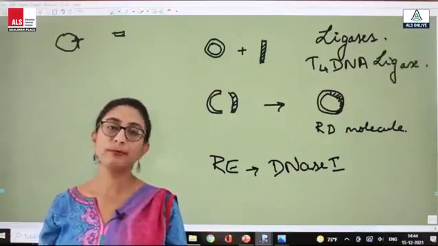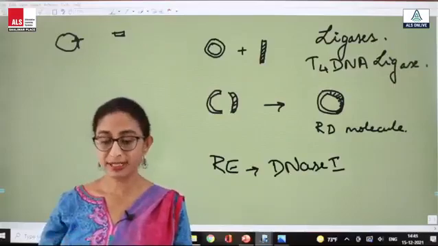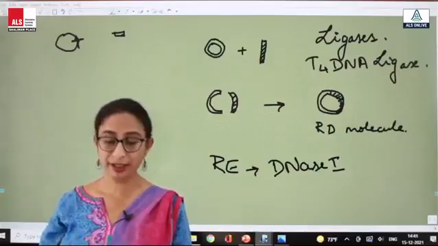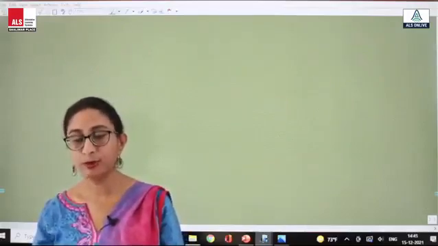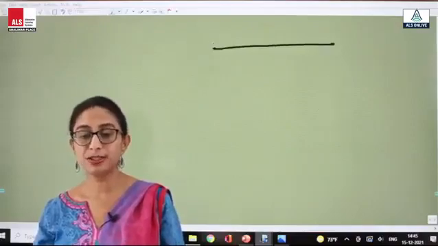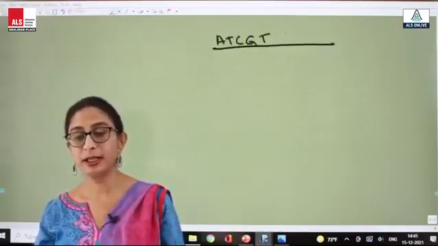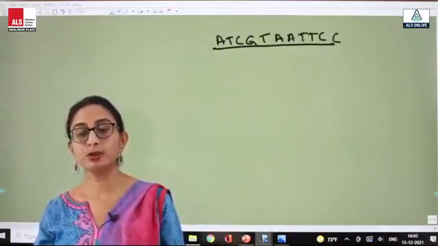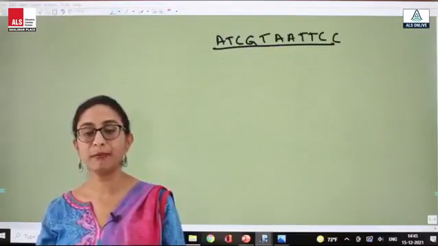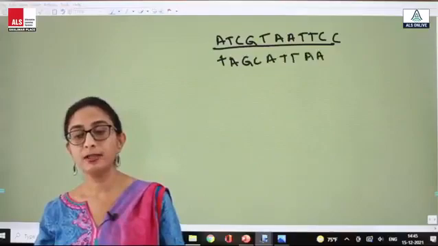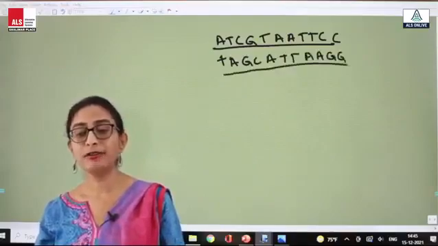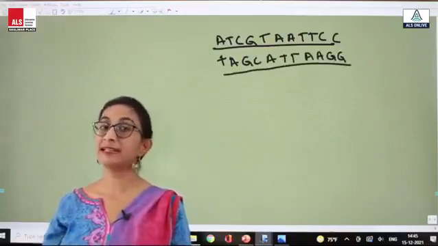Then the polymerase enzyme. You all know what a polymerase enzyme is. It is the enzyme which synthesizes a new strand of DNA complementary to the already existing DNA or RNA template. So what does polymerase enzyme do? Suppose there is a DNA strand over here: A, T, C, G, T, A, T, T, C, C. If you add polymerase enzyme and a few nucleotide primers, then it will synthesize a strand complementary to this. DNA polymerase will add T, A, G, C, A, T, T, A, A, G, G. So it synthesizes a complementary strand to the already existing strand of DNA. That is the function of polymerase.